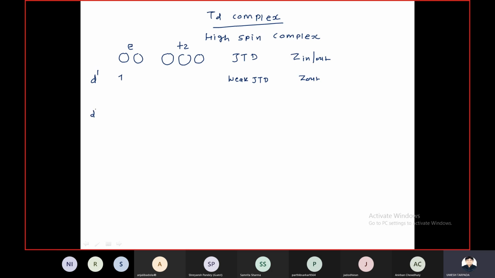What about d2? So two electrons remain this way. In both the orbitals there is one electron, so the e orbital is symmetrically filled. So what about Jahn-Teller distortion? It's 0.